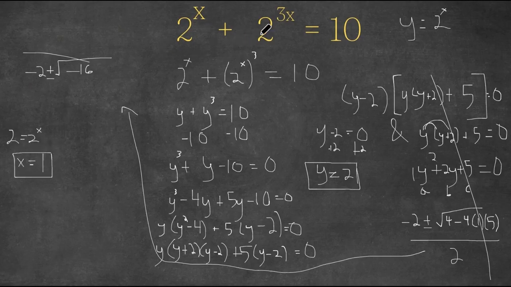Now, why don't we check our solution in this equation? If we plug in 1 for x, we get 2 to the power of 1 plus 2 to the power of 3 times 1 equals 10. 2 to the power of 1 is 2, plus 2 to the power of 3 times 1 is the same thing as 2 to the power of 3, which is 8.